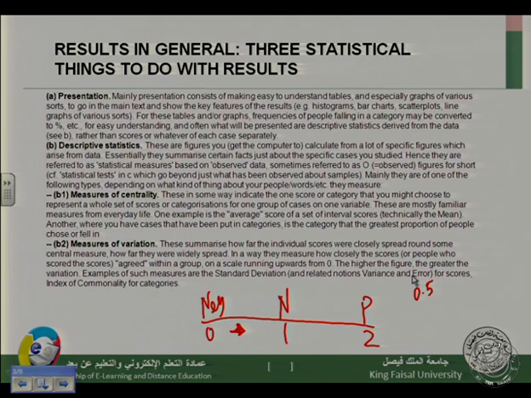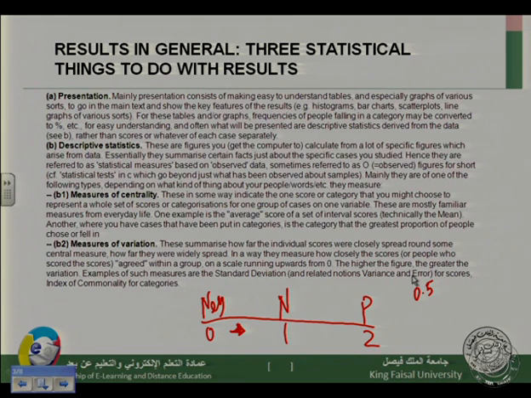As I said, you use a computer to calculate these figures or numbers, like Excel and SPSS, and unfortunately we didn't have time to have a lecture to show you these software like Excel and SPSS. So you use the computer to calculate a lot of specific figures which arise from data. Essentially, they summarize certain facts just about the specific cases you studied. Hence, they are referred to as statistical measures based on observed data.